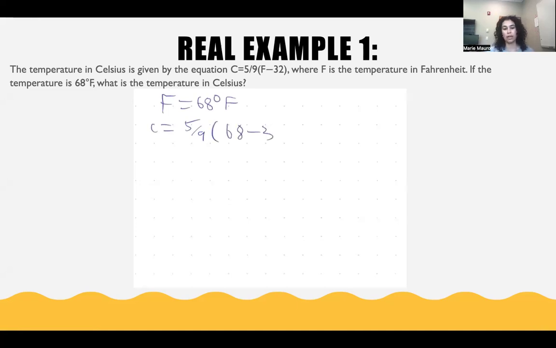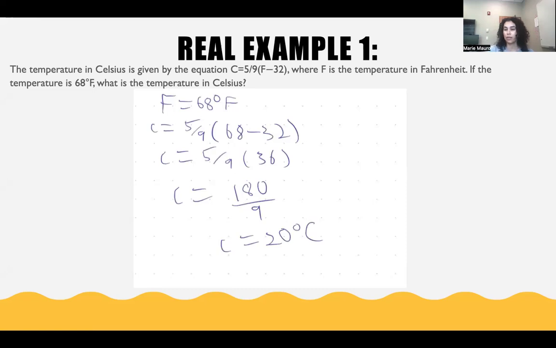So 5 over 9, in parentheses, 68 minus 32. And first, you're going to want to solve what's in the parentheses. So 68 minus 32 equals 36. And next, since we are dealing with a fraction, we can multiply 36 times 5 first and get 180 divided by 9. And 18 divided by 9 equals 2, and add the 0, we get 20 degrees Celsius as the answer.